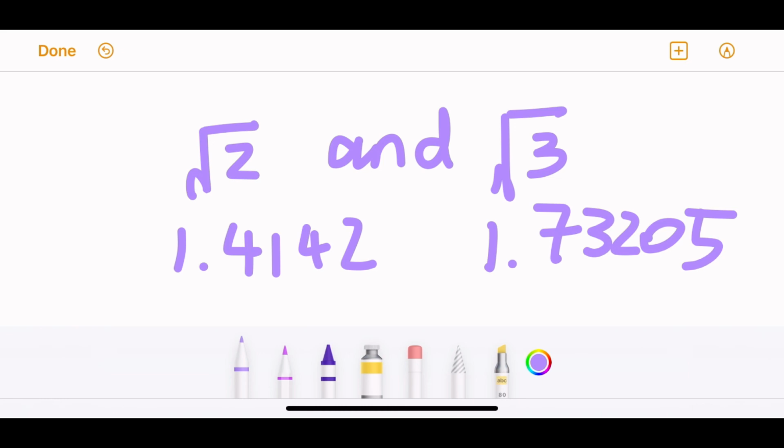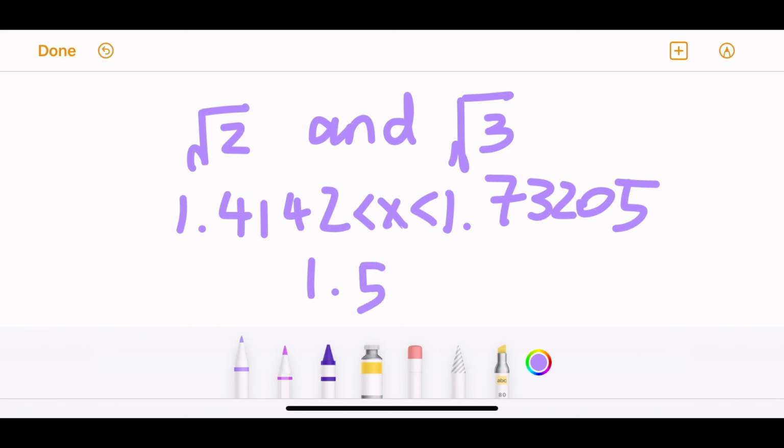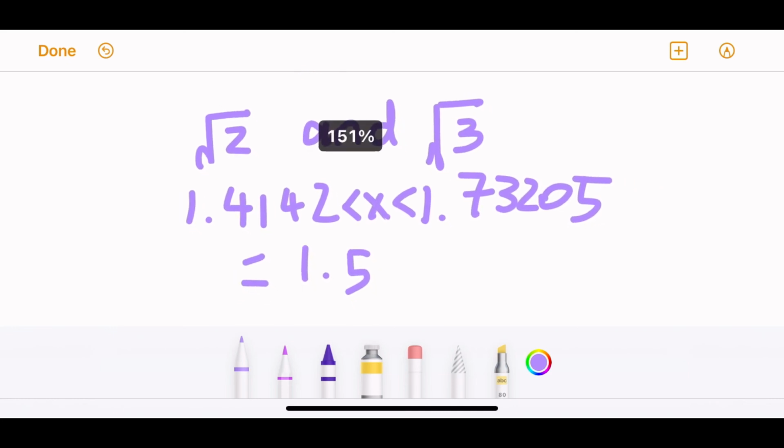In order to find a number in between, we need to find a number, let's call it x, bigger than this number but smaller than that number. Any terminating or recurring decimal between these two numbers will be rational, and that's what we're trying to find: a rational number between square root of 2 and square root of 3. So let's say 1.5. It would do 1.6 or whatever. Let's go for 1.5. And that's done.